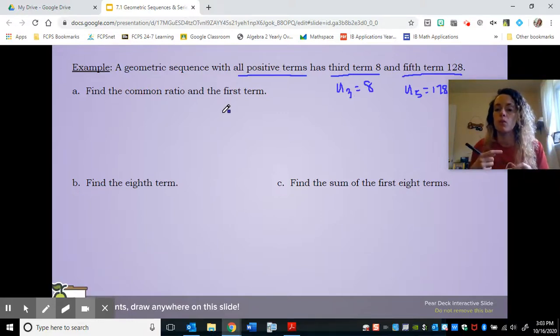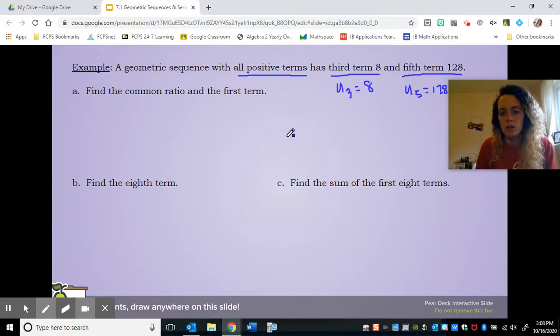So if you remember the exit ticket from the arithmetic sequences and series, we did something similar where we wrote two equations in u1 and d and then solved that system to solve for the common difference and the first term. And you can still do it that way, but I also wanted to show you a different way in case that way didn't really vibe with you.